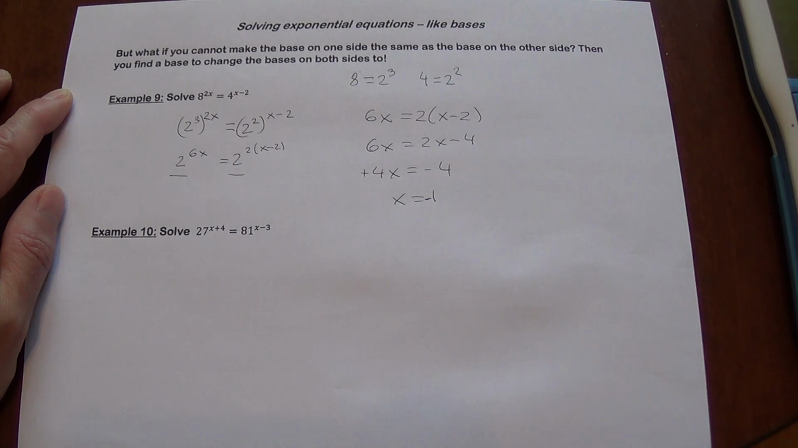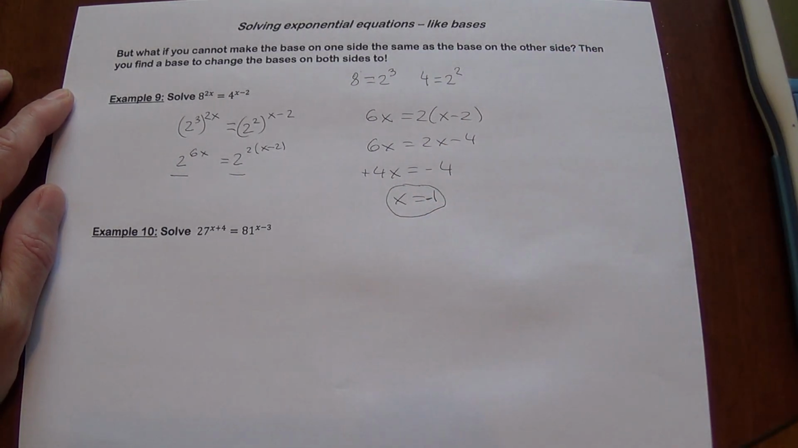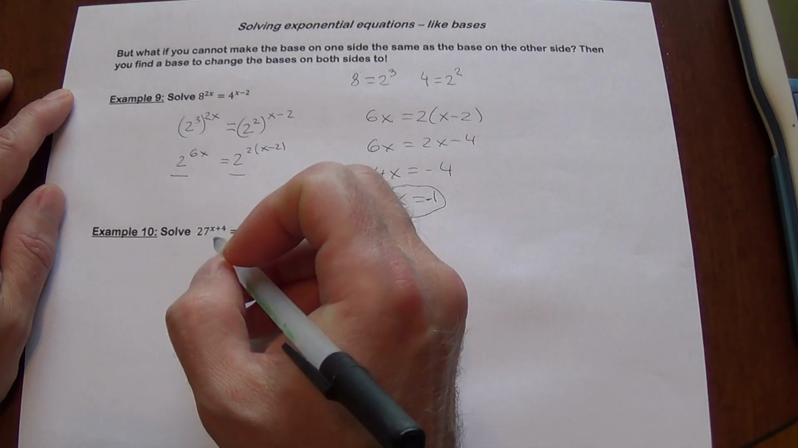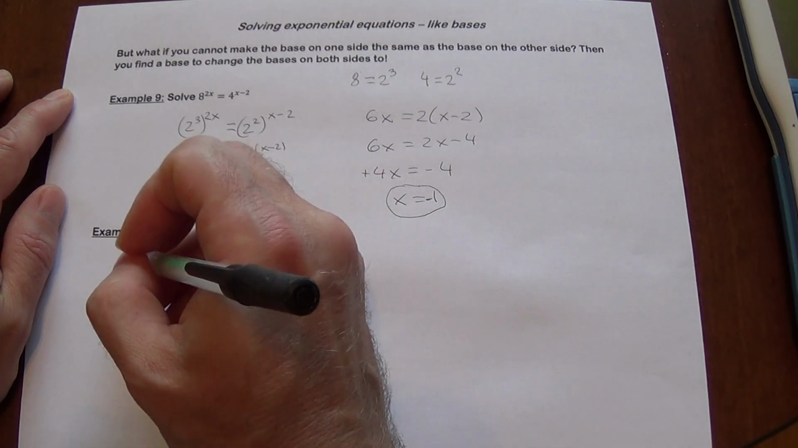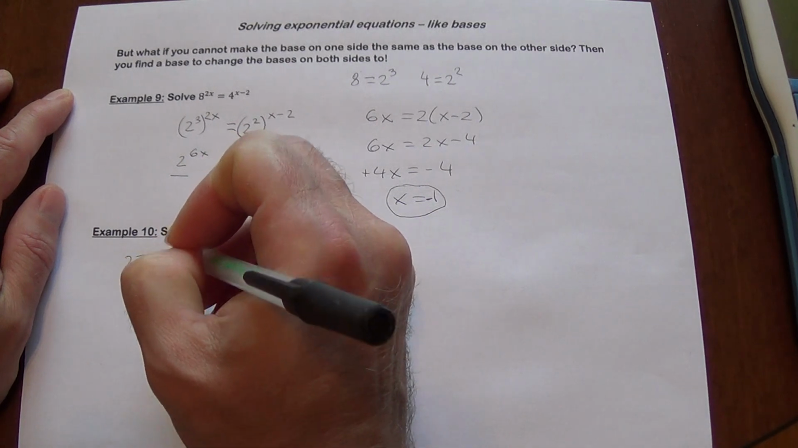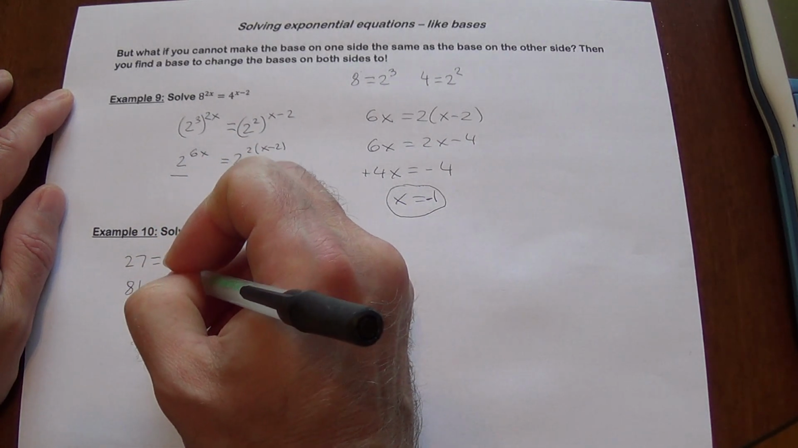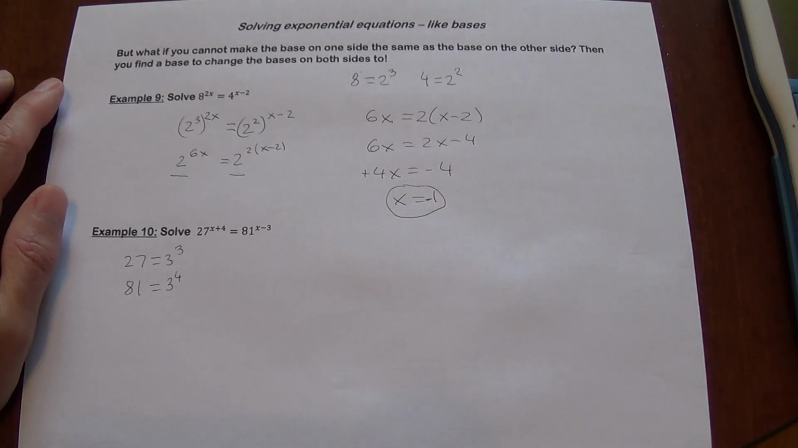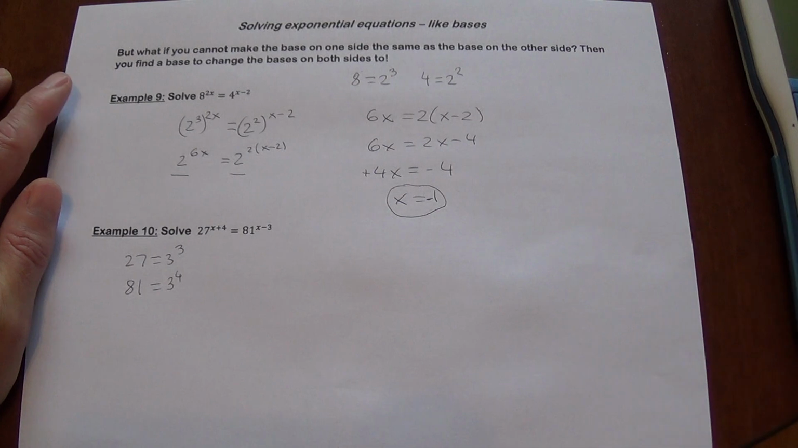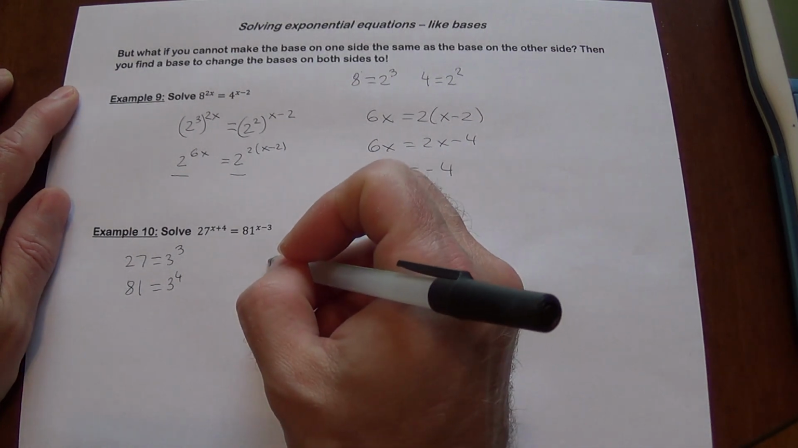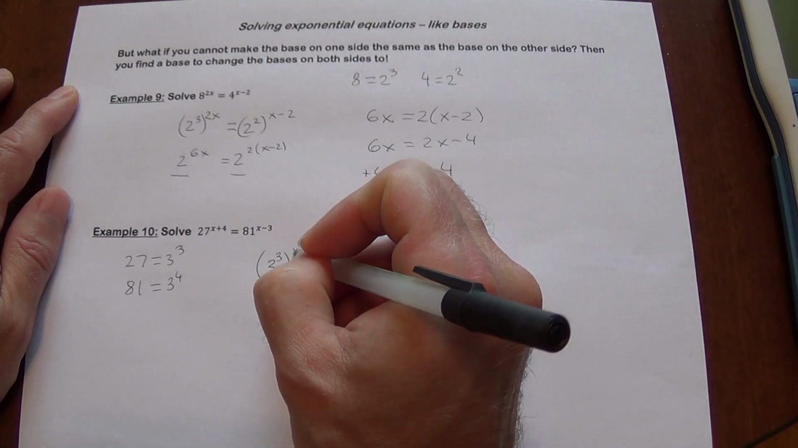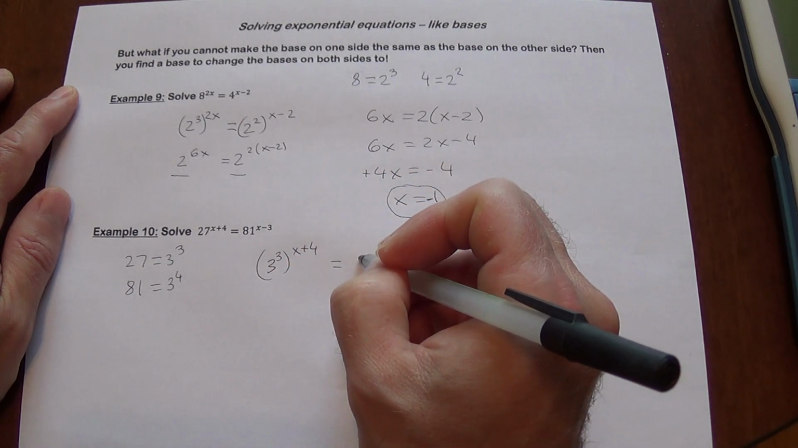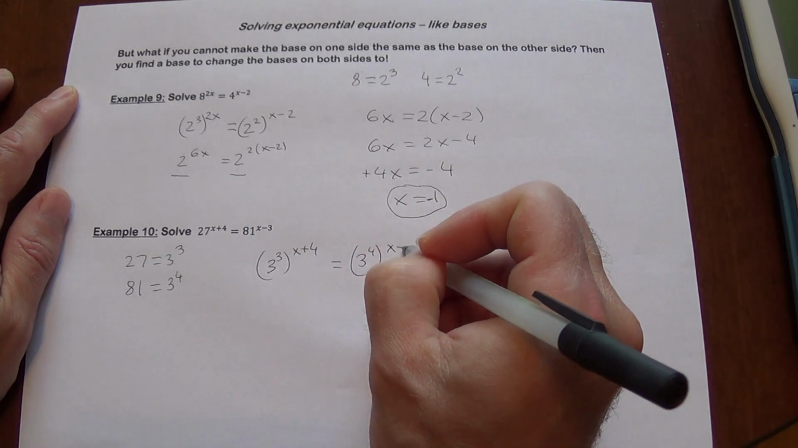Okay. And a similar situation with number 10. We have 27 and 81. So what we can do is write 27 as 3 cubed, and we can write 81 as 3 to the 4th. Remember, when you do these types of problems, the base has to be the same. Okay, so we're going to rewrite that as 3 to the 3rd to the power x plus 4 equals 3 to the 4th to the power x minus 3.